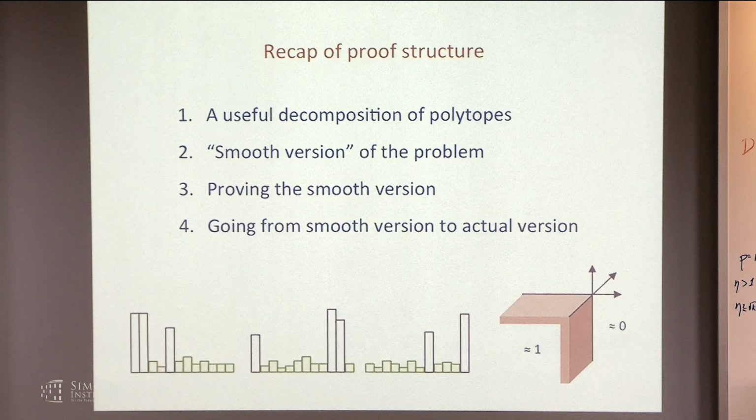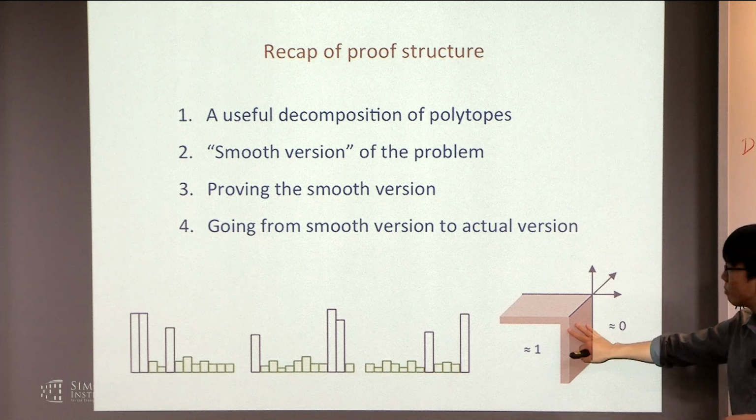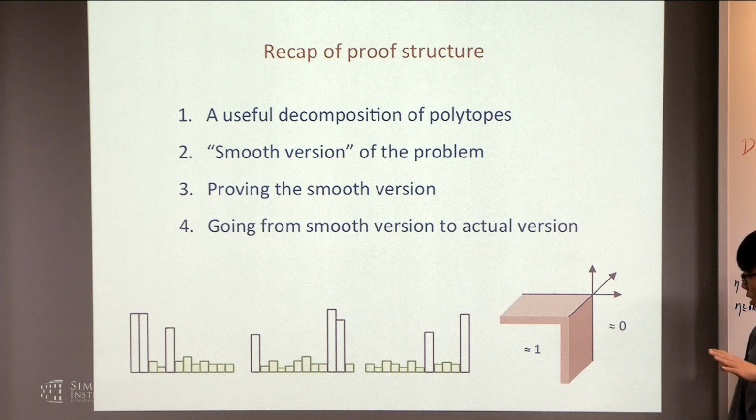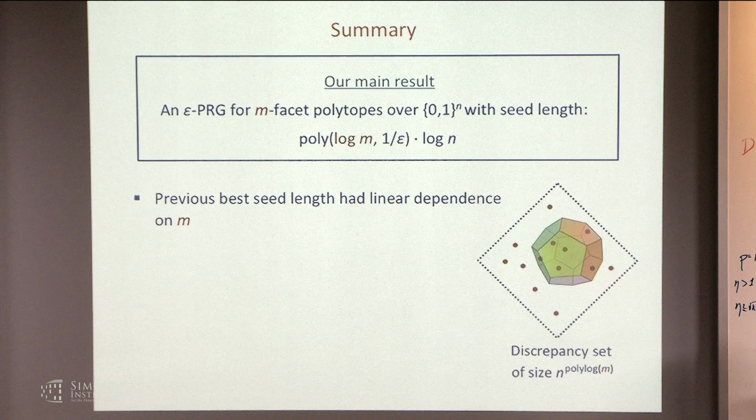Okay, so just a recap of the proof structure. We have a useful decomposition of polytopes relating this notion of regularity with a general arbitrary half space. We talked about a smooth version of the problem, where instead of dealing with the 0-1 valued indicator, we dealt with a smooth version of it. We talked about how to prove the smooth version using the hybrid argument, and using Boolean anticoncentration, going from the smooth version to the actual version.